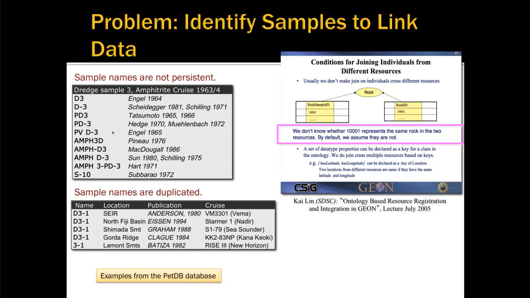As you see in the right part of the screen, this is a diagram from Kai Lin from the San Diego Supercomputer Center, created quite a number of years ago already, showing the dilemma of a programmer saying, I can't tell if the rock sample 10001 in this particular database is the same as sample 10001 in the different system.